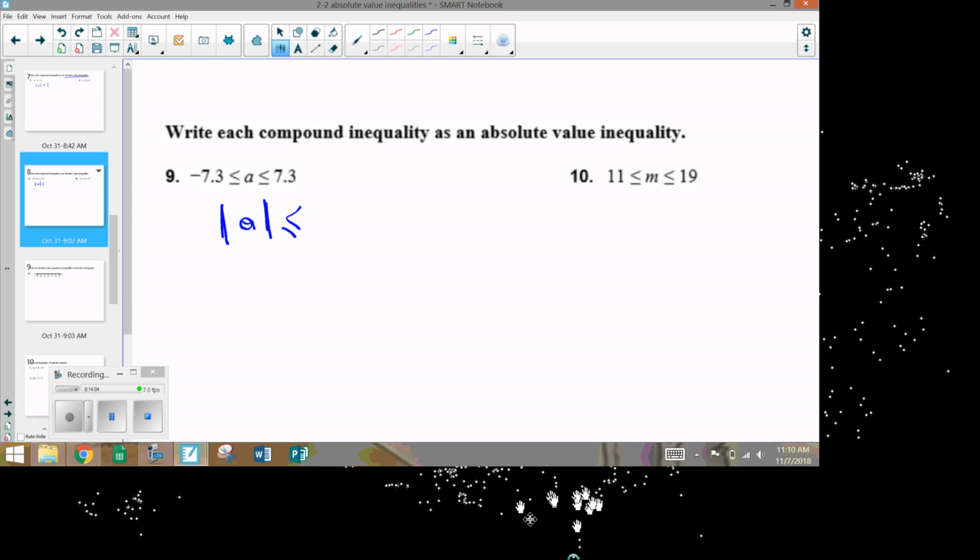Question number 9. What is the answer? Solve this. So we're given the inequality, we should write this as an absolute value equation. Let's check, is that correct? How to solve this? Put that in the middle, plus and minus, right? Is that the same? Yes.